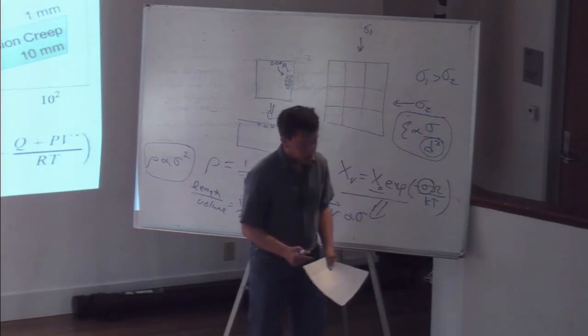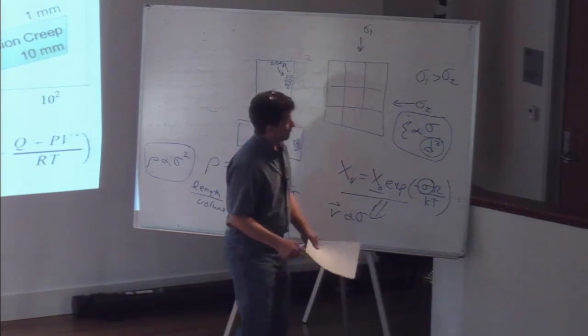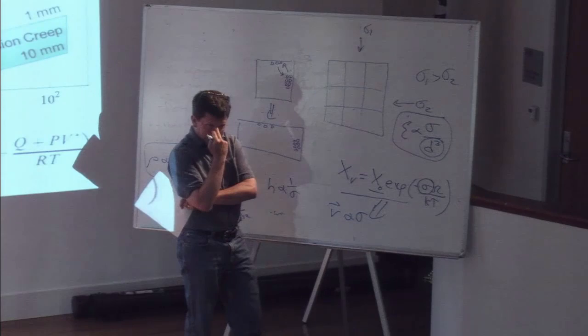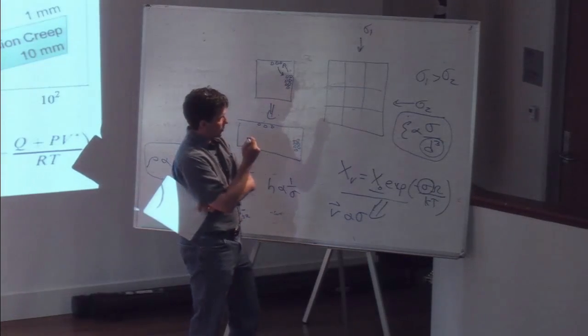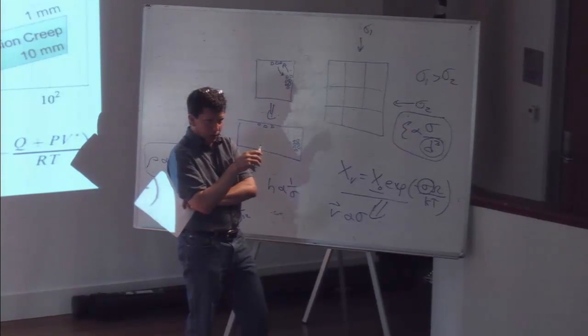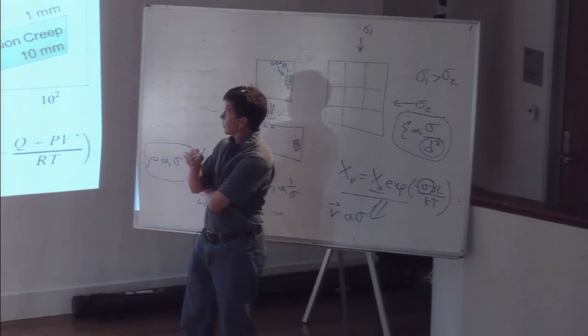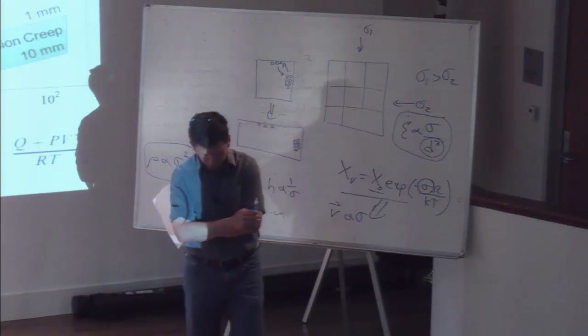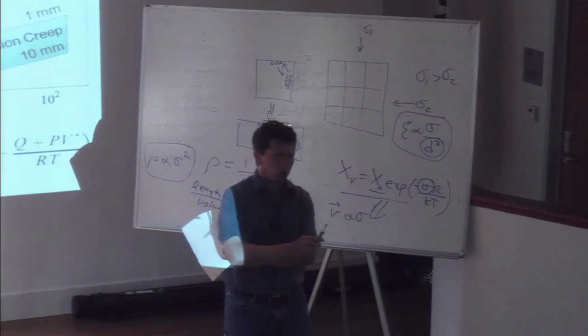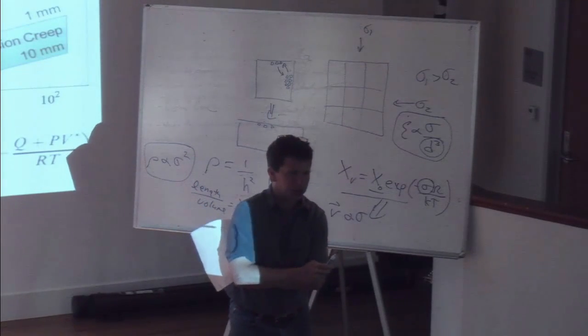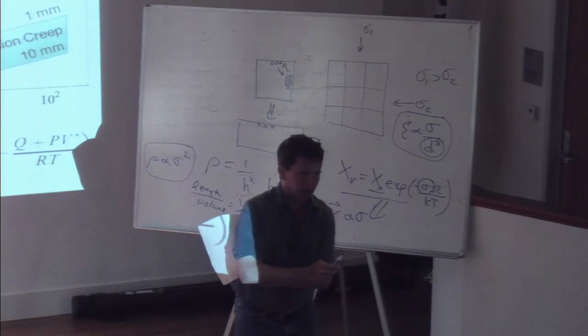Okay. Yep? So you just showed for this low ratio, strain rate is proportional to the stress Q. Yep. Oh, yeah, that's right. So that was where I said people spend their whole careers trying to figure out why it's 3 or 3.5 or 5.